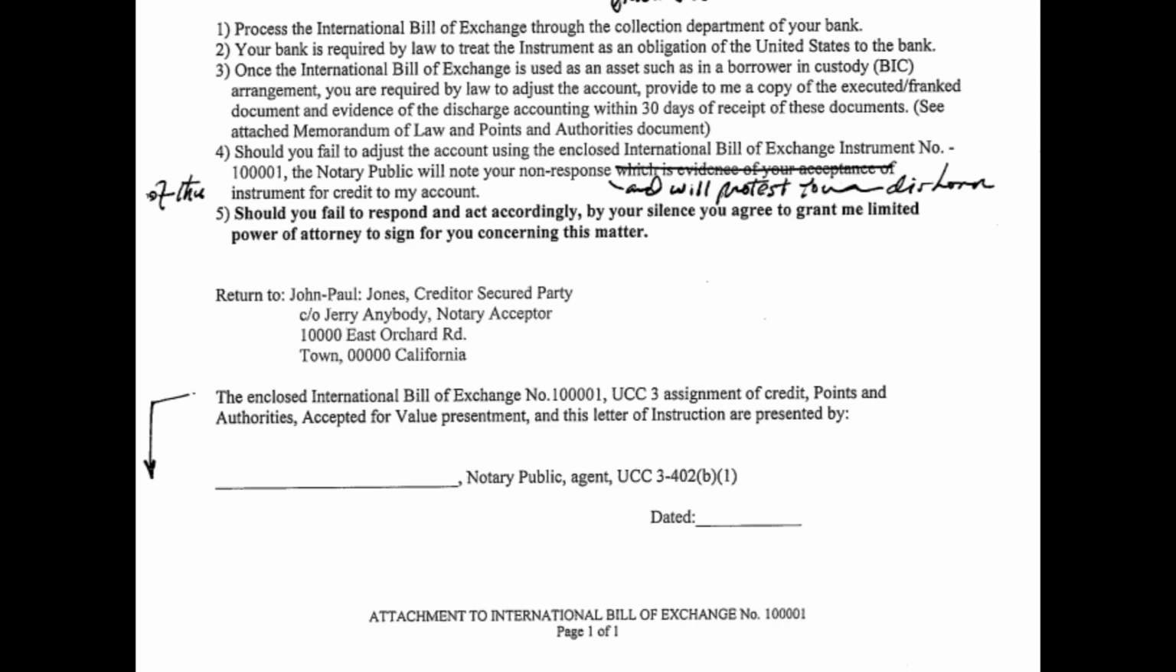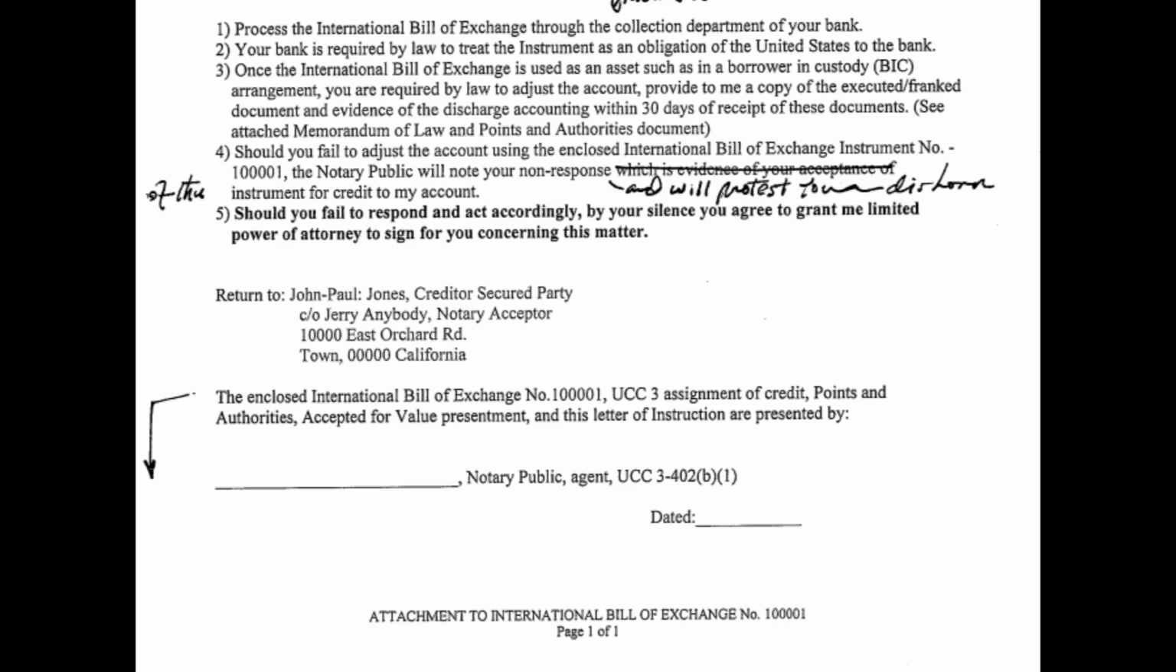So process the international bill of exchange through the collection department of your bank. Your bank is required by law to treat the instrument as an obligation of the United States to the bank. You know, I wouldn't go through the regular side of the bank, even though they're supposed to take it. A lot of them really don't know about this, and even if they do, they're probably just gonna play stupid. You want to get in contact with the Treasury Tax and Loan Department. Okay, that's who usually deals with securities and instruments like this, and they deal with private instruments.